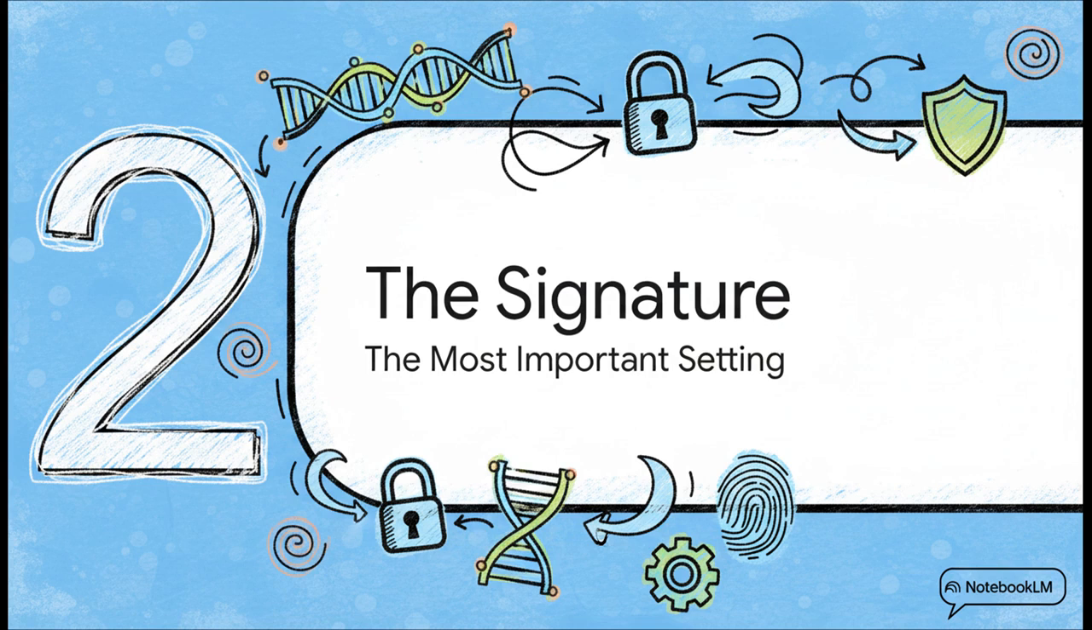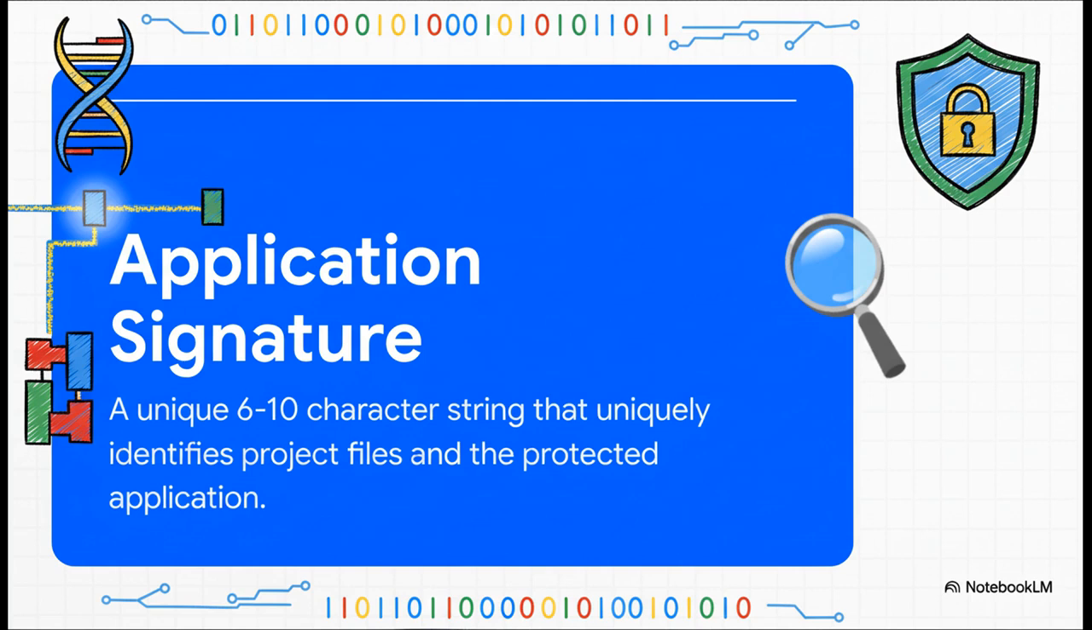And that leads us right into the big one, Section 2, the application signature. I'm telling you, this is without a doubt the most important setting on this entire screen. So what is this thing? The application signature is just a unique string of text, somewhere between 6 and 10 characters, that acts as the core identifier for your whole product line. Honestly, the best way to think about it is like your software's social security number. It's that one-of-a-kind ID that ties everything together.